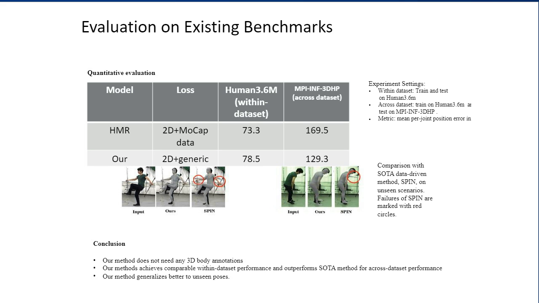So they are comparable. But if we apply this model to a different, in-the-wild dataset, you can see the accuracy drops significantly for this model. It does not generalize well across datasets. However, our model's performance also decreased, but it does not decrease very much. So this shows that our model can generalize better because we do not require any 3D annotation, which is dataset specific. So this is for this method.